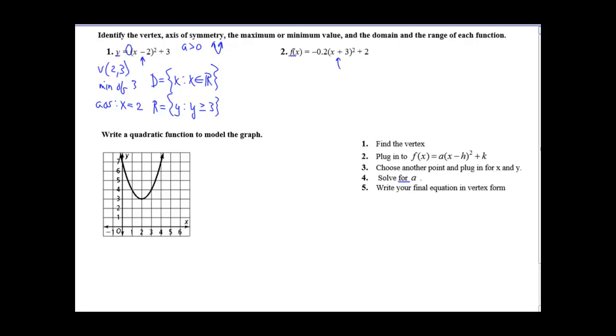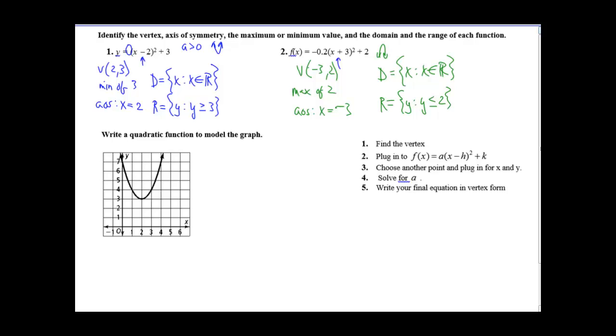On 2, if we input -3, we're going to get a vertex of -3, 2 again. This time, notice the negative. The negative tells us it opens down, so it's a max of that y value, which is 2. Max of 2. The AOS is x equals -3, so that's the x-coordinate. And lastly, domain. Well, even though it opens down, it's still the set of all x's such that x is the set of all real numbers. And the range is the set of all y's. And again, because it's a maximum, our graph has to go down. So it's the set of all y's that are such that less than or equal to 2.